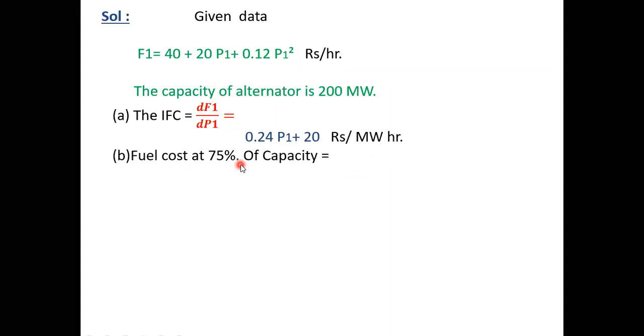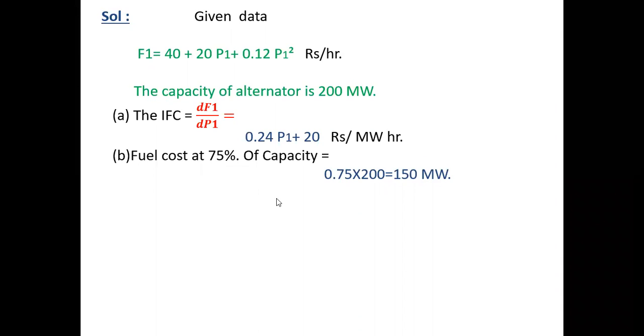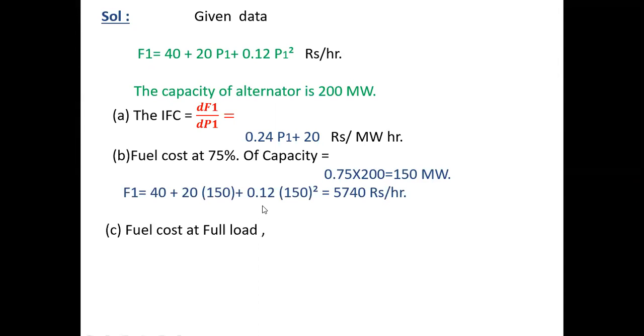Then we will consider the second one, fuel cost at 75% of the capacity. Means we need to consider only 75% of the 200 megawatts. So how can we find it? 0.75 into 200, then we will get 150 megawatts. So when you substitute this 150 megawatts in fuel cost, then automatically we will get the answer. And the next one is fuel cost at full load.